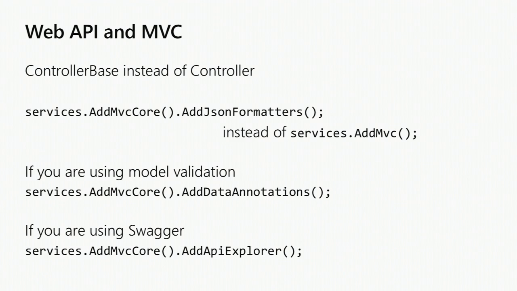Also, you can use MVC Core and add some special things. For example, if you're using model validation, then you should add data annotations. If you're using Swagger, you should add API Explorer, and you can use some additional things. So it might improve the performance of your application.